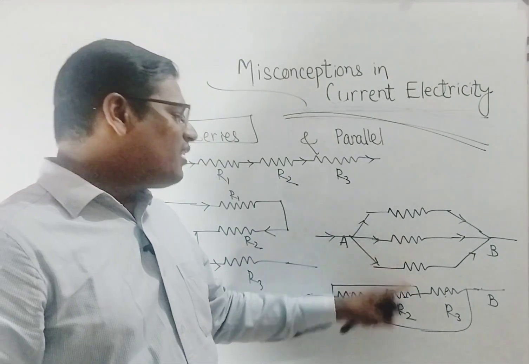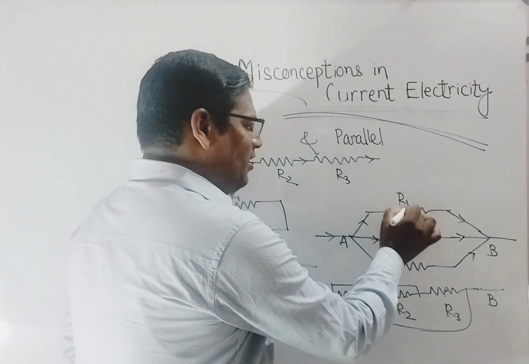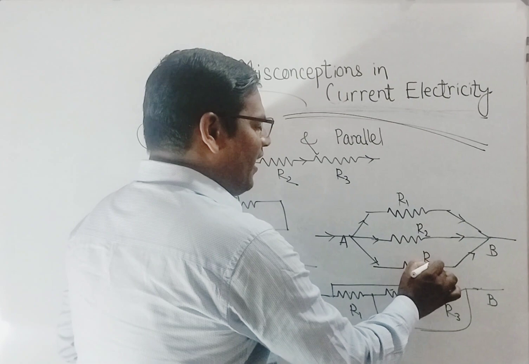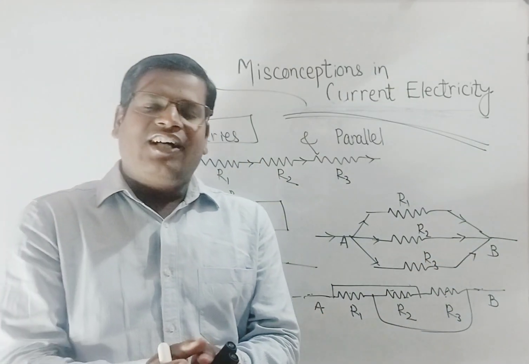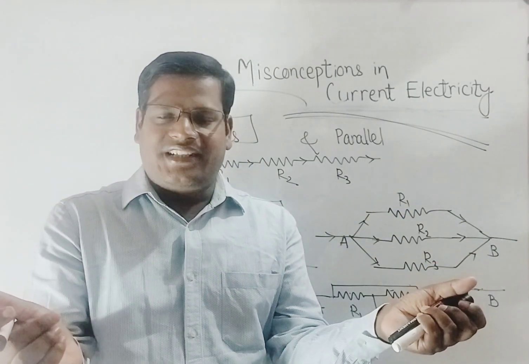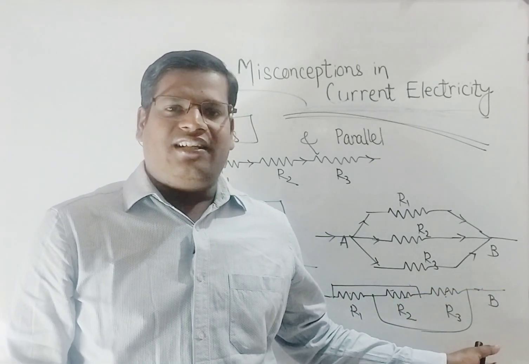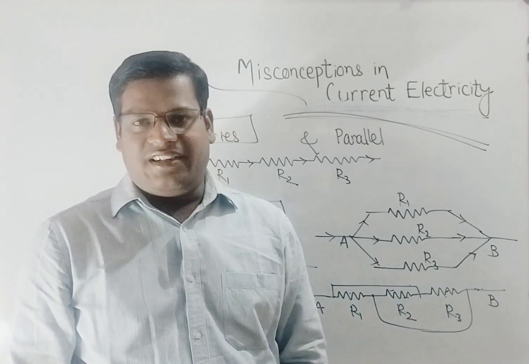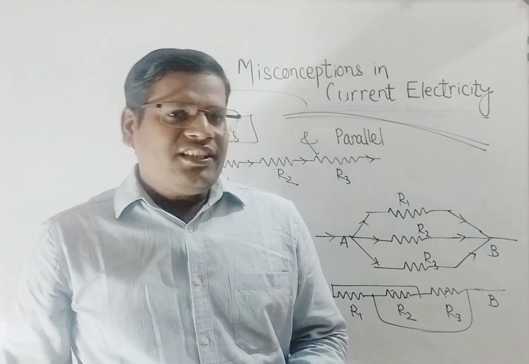So if you redraw this, this becomes this. R1, R2 and R3. We have three resistors and all three of them are connected between two points A and B. So they are in parallel. The same potential difference exists between them. So what are the misconceptions here?